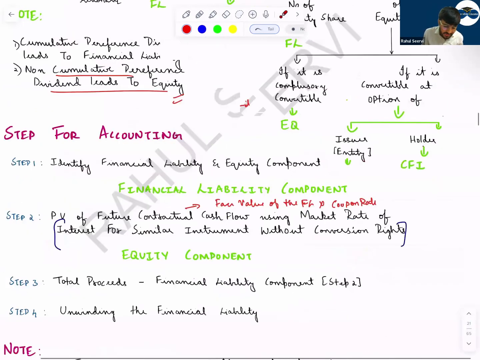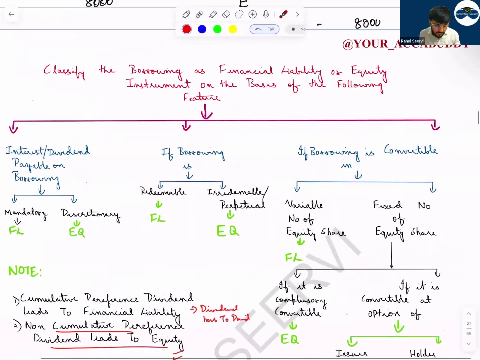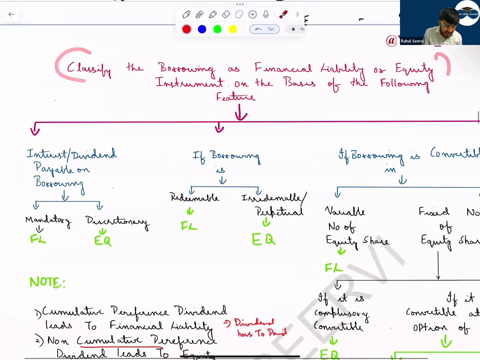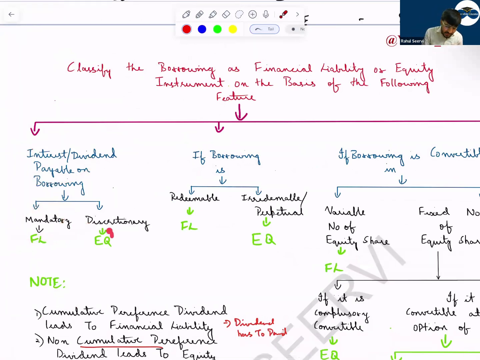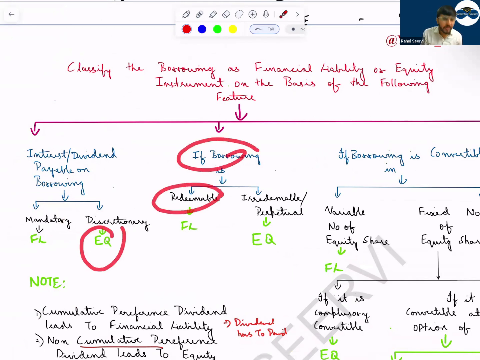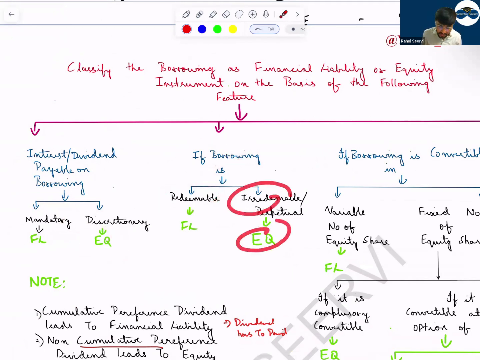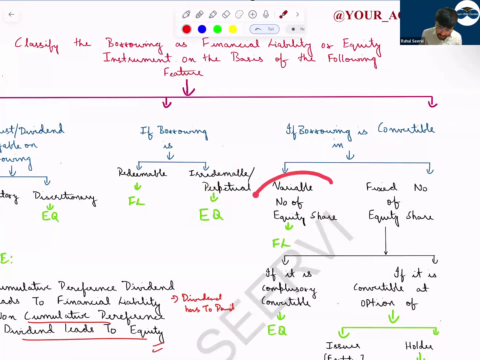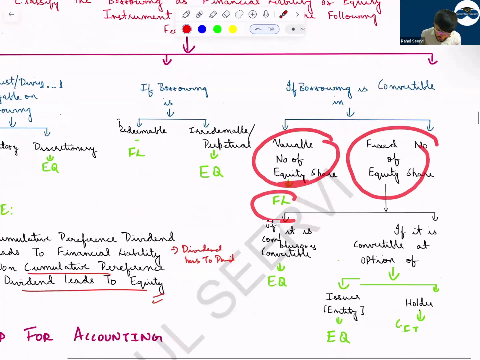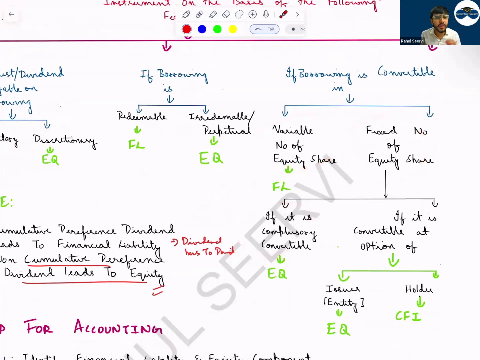Then we had seen this flow chart to understand whether it is equity or liability. Interest and dividend, if it is compulsory, mandatory, then financial liability. If it is at the discretion, at the choice of the company, then it is equity. If the borrowing is redeemable, financial liability. Irredeemable or perpetual, equity. If borrowing is convertible into a variable number of equity shares, then financial liability. Fixed number of shares and compulsorily converted, then you will record equity only.